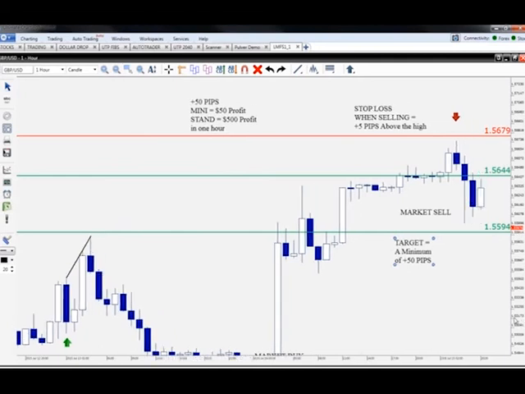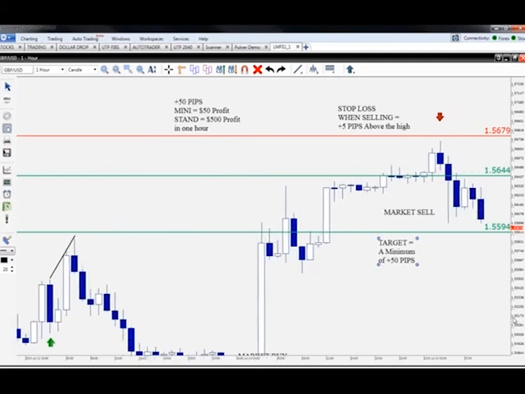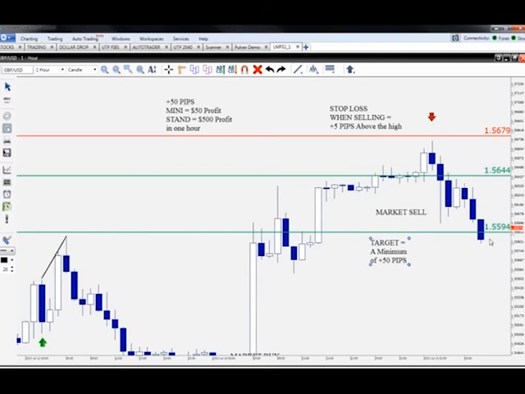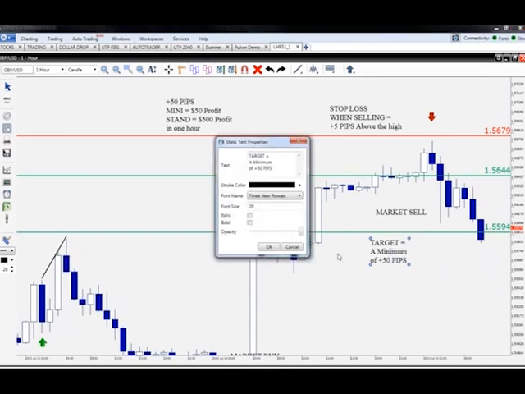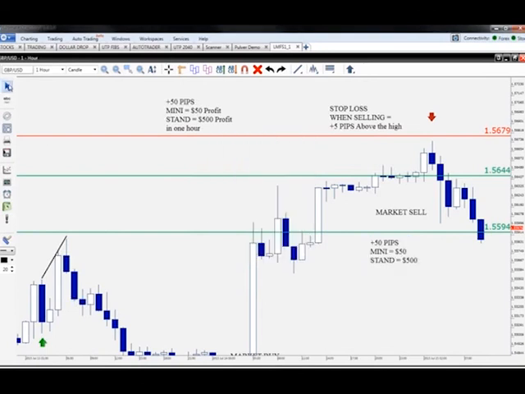1, 2, 3, 4, 5 hours later, the market does, in fact, hit our target. So that right there, we just captured another 50 pips. So 50 pips on that one. With a mini lot, you just captured another $50 in profit at $1 per pip. With a standard lot, you just made another $500 in profit off of that right there.